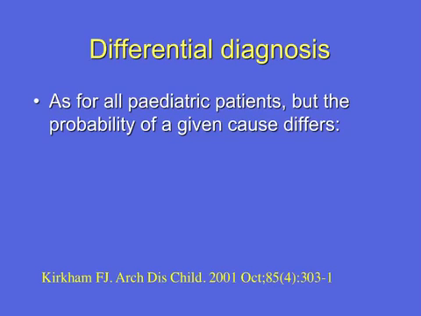The differential diagnosis of a patient with encephalopathy is the same in oncology as it is for all paediatric patients, but the relative likelihood of these diagnoses is somewhat different. There's a very nice review in Archives of Disease in Childhood from 2001 by Fenella Kirkham, which would be worth having a look at. I've used that as a loose basis for my classification here.